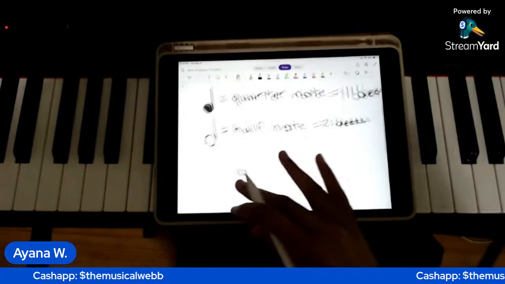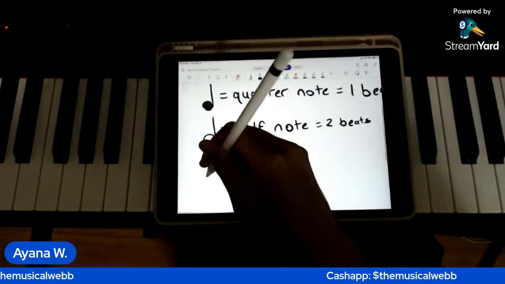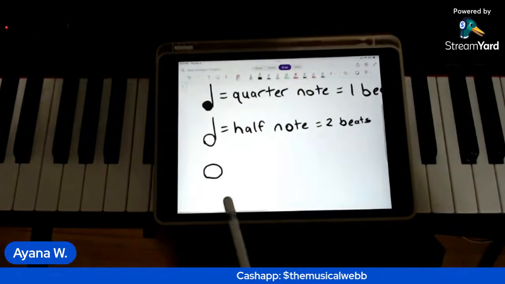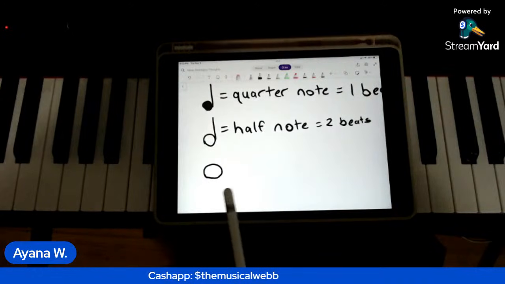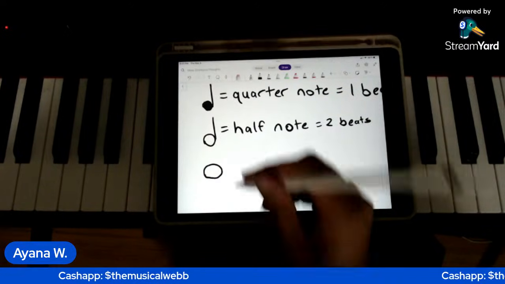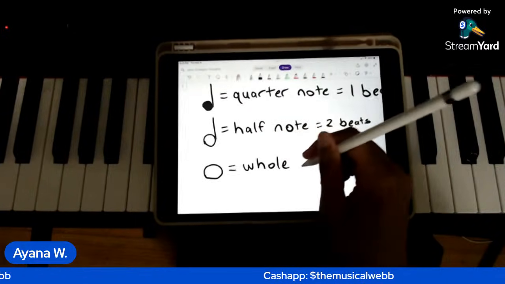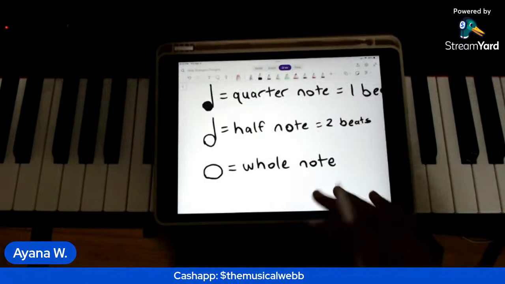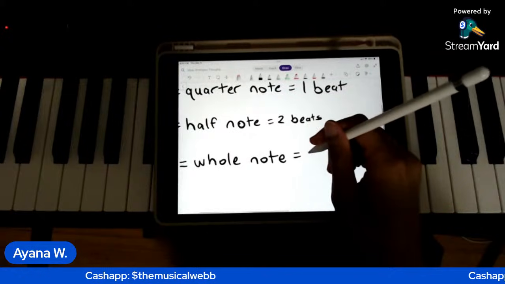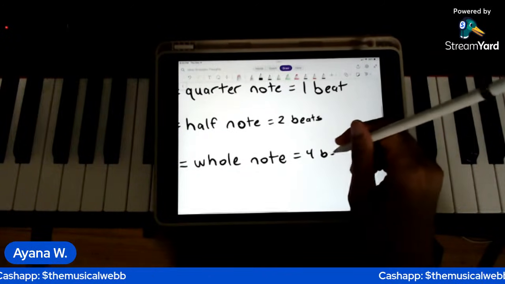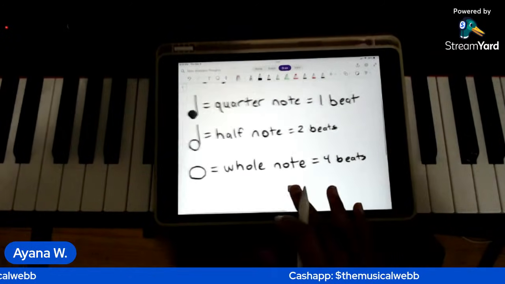So now, the last note that we're going to go over today is just the circle, right? There's no stem. There's no fill-in. Whenever you see this, it's called the whole note. That one's going to be the longest. It's going to have 4 beats to it.